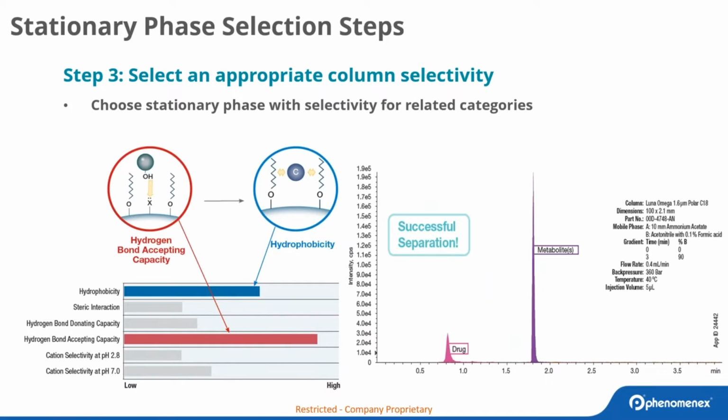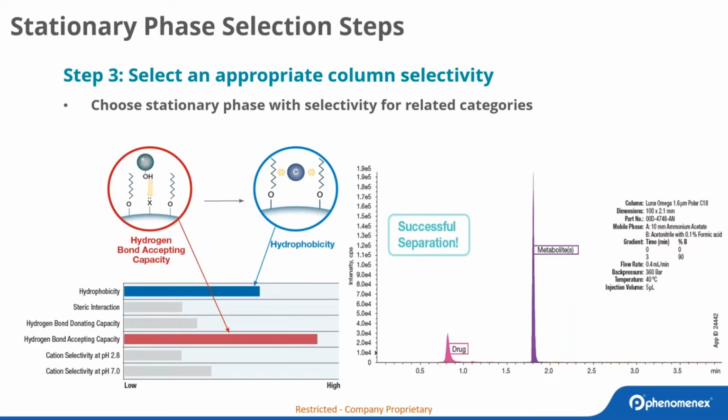And then step three is select an appropriate column selectivity from the differences that you've identified. So you want to choose a stationary phase with selectivity for the related categories. So here we're going to choose one that has a strong hydrophobicity and it provides hydrogen bond accepting capacity. So you'll notice here that there's lower steric interaction, hydrogen bond donating capacity, cation, and then also missing here is aromaticity as well. That's missing off of this chart, but usually is included. So these are typically included on the charts. And I will say that at Phenomenex, we have these on most all of our columns. Usually in the brochures, you can find them.